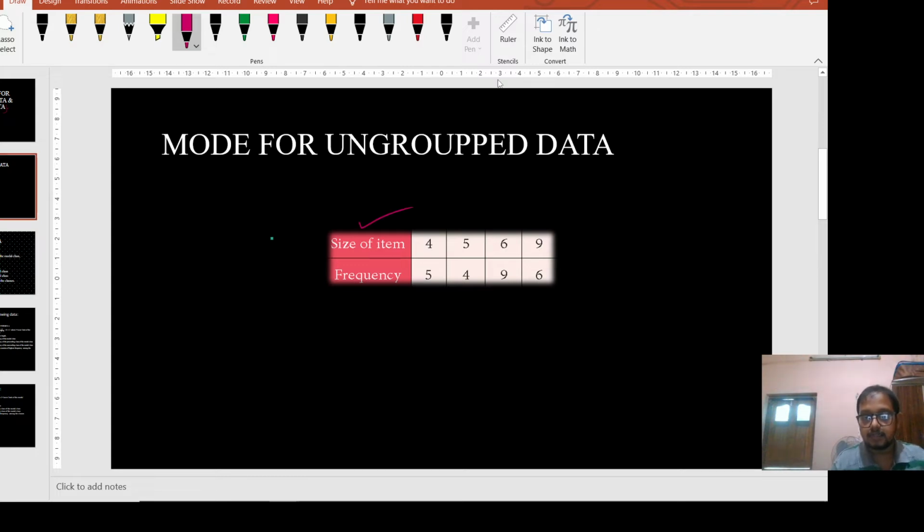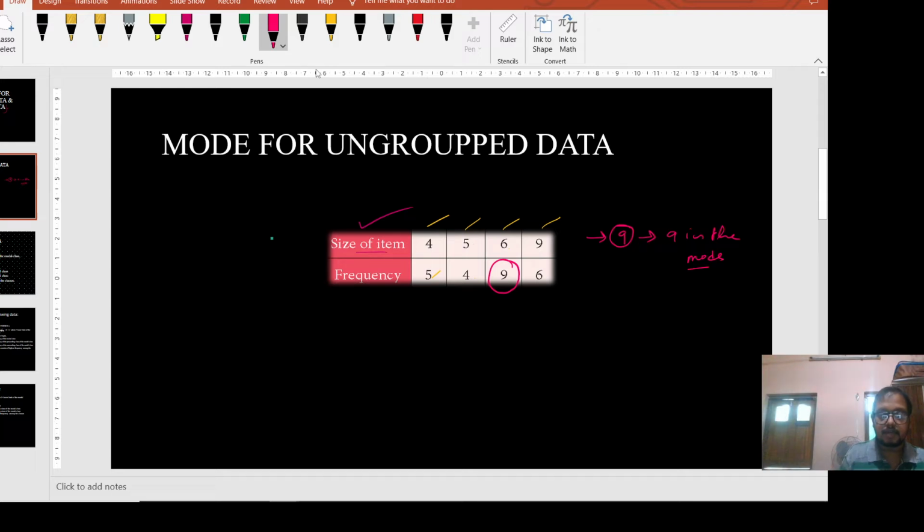Here some item sizes are given: 4, 5, 6, 9, and the frequency of size 4 is 5, the frequency of 5 is 4, the frequency of 6 is 9, and the frequency of size 9 is 6. When we find this type of ungrouped data, we have to find whose frequency is the most. You can see here that the highest observed frequency is 9. So for this ungrouped data set, 9 is the mode.